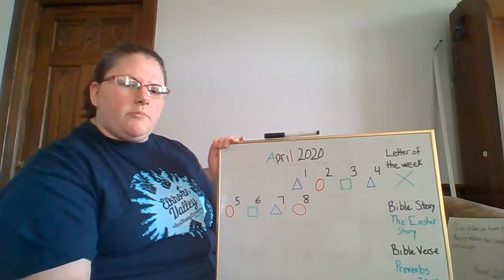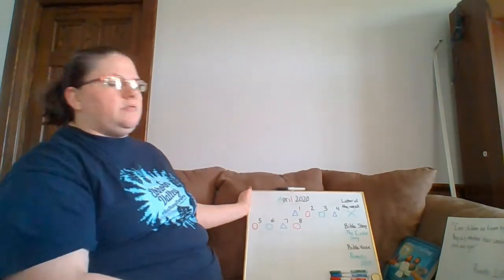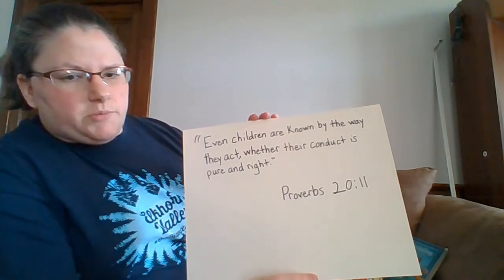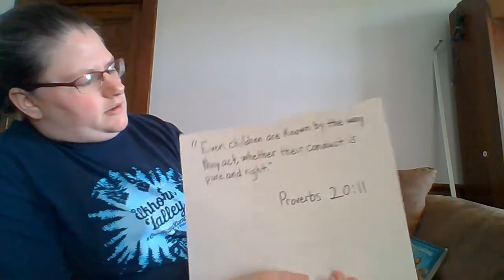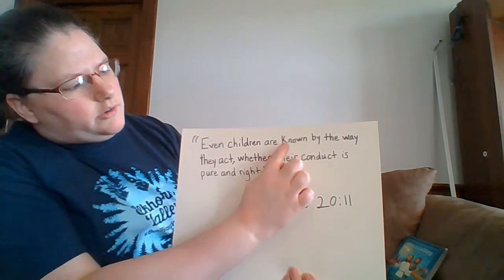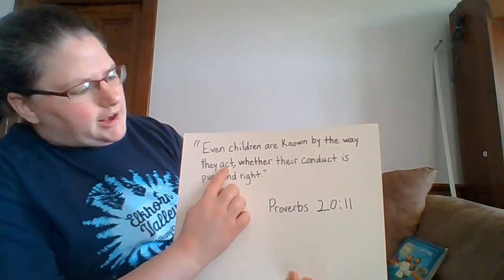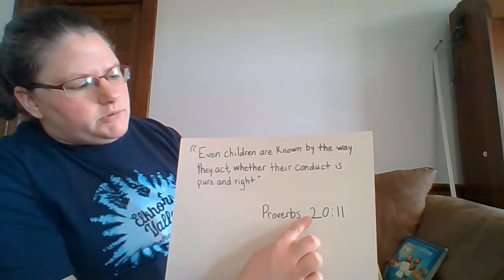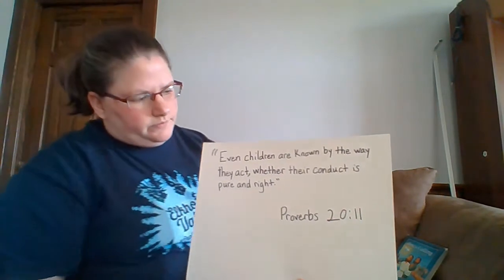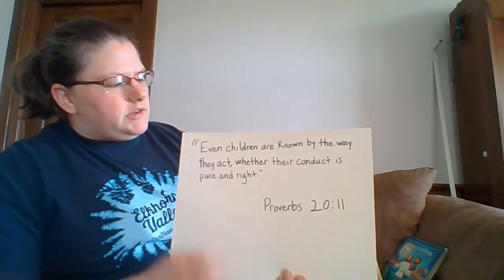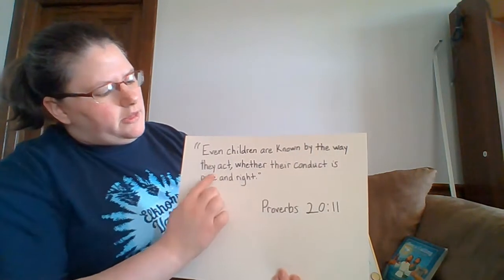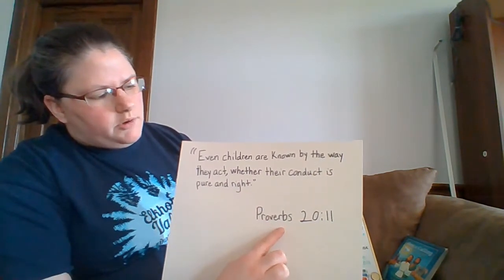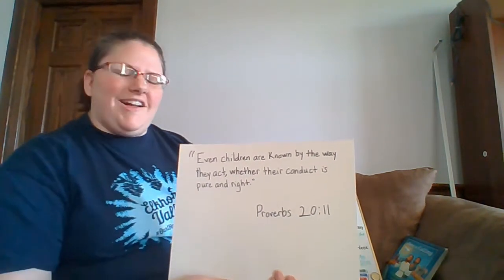And let's go over our Bible verse for the week. Our Bible verse is Proverbs chapter 20, verse 11. Ready? Even children are known by the way they act, whether their conduct is pure and right. Proverbs 20:11. One more time. Even children are known by the way they act, whether their conduct is pure and right. Proverbs chapter 20, verse 11. All right, I'll see you in just a moment.